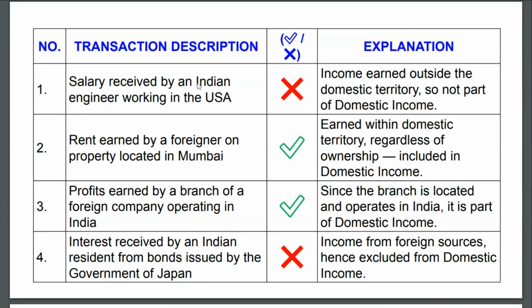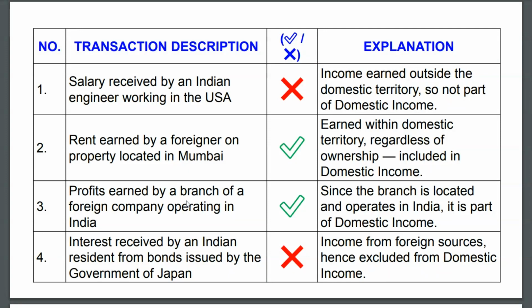The next one, the final slide for today, has four important examples. Salary received by an Indian engineer working in the USA. As I said, domestic income never bothers about the person, it bothers about the place where he earns. It is the USA, therefore it's part of the US's domestic income. Rent earned by a foreigner on a property located in Mumbai. Mumbai is a place belonging to the Indian economy, the Indian domestic territory. It doesn't matter whether it's a foreigner or a local. It's part of our domestic economy, our domestic territory.